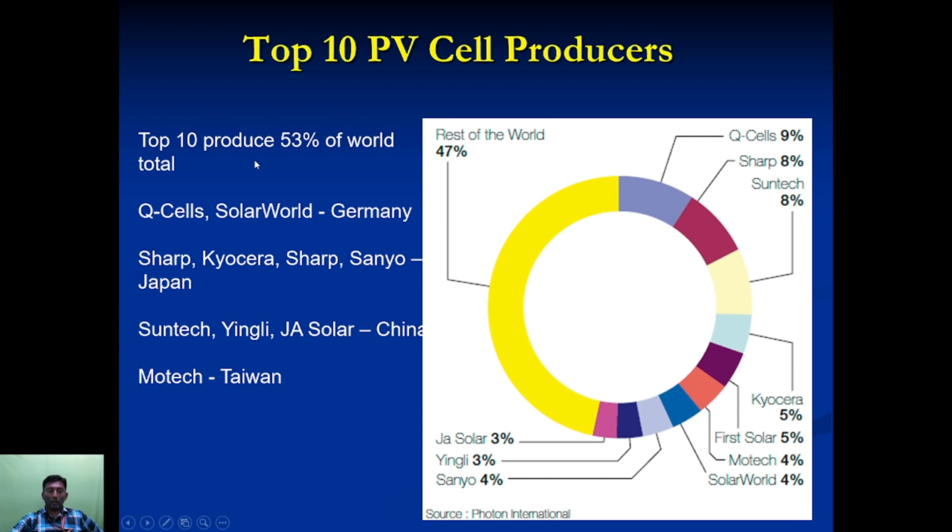Here we have some data regarding the top 10 solar cell producers. The main solar panel producer is Q-Cells, SolarWorld from Germany, and next Sharp, Sanyo from Japan, Suntech from China, and Motech from Taiwan. These are the top 4 solar panel producers in the world. You can see the data here.